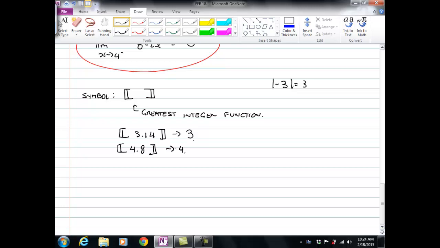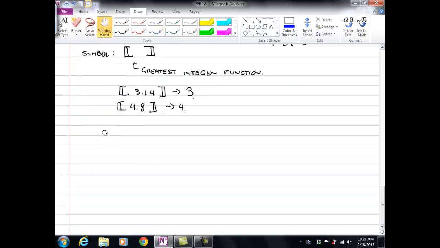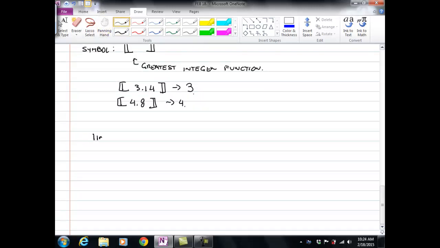Now, I'm going to apply this using calculus. Lim x approaches 3 of the greatest integer function of x. What is that going to be? 3. Because if I take 3 from the right, I will get 3. If I take 3 from the left, oh, no, not 3. Do the left case, right case for me, please.